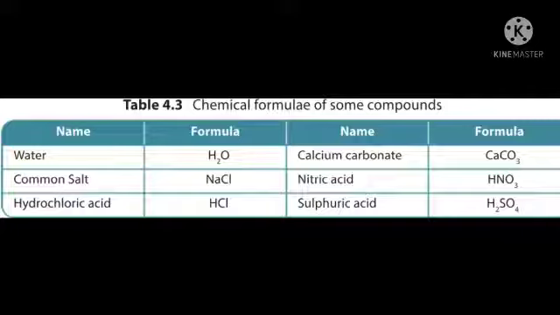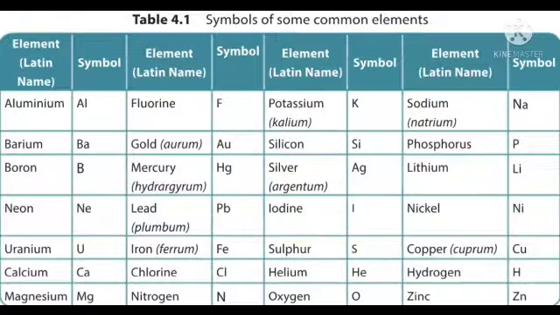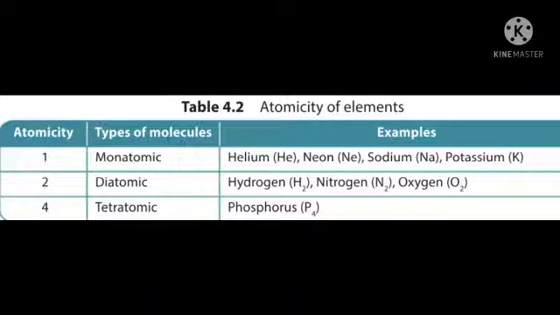Okay, that tabular column also you want to learn. You want to read those pages which I have sent through WhatsApp, that is 51 to 57. You should know the symbol of the elements. So that tabular column also you learn. For example, aluminium Al, barium Ba, boron B. Okay, that you should know.